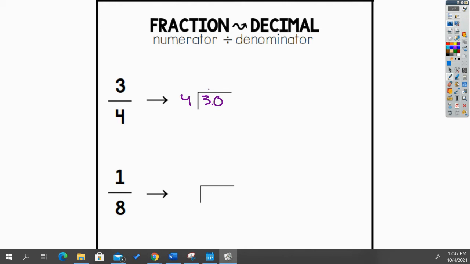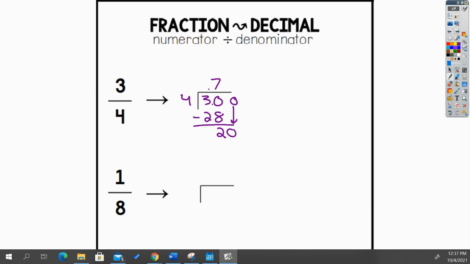4 times 5, 6, 7. 7 times. I had to think about that one. 4 times 7 gets us 28. So now we have the problem 30 over 28, and we'll subtract them. 30 minus 28 is 2. We have to keep bringing down zeros here until we get a final answer that completely stops.